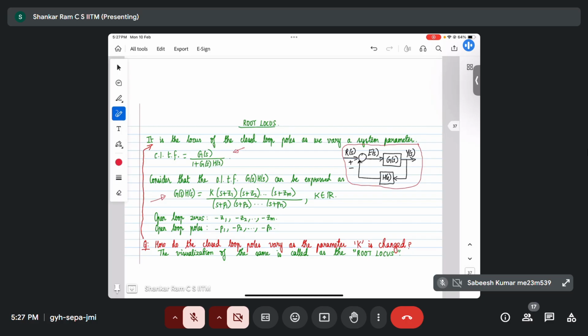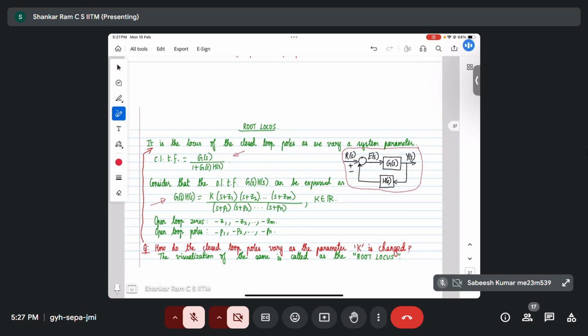Okay, so once you and I are able to write it in this form, what happens? Let's say G(s)H(s) is written as K times (s + z1) all the way till (s + zn), divided by (s + p1) all the way till (s + pn), and K is a real number. As we know, the roots of the numerator polynomial are the zeros. The roots of the denominator polynomial are the open loop poles, right? So the open loop zeros are going to be minus z1 through minus zn. The open loop poles are going to be minus p1 through minus pn. Okay, so that's what we are going to have.